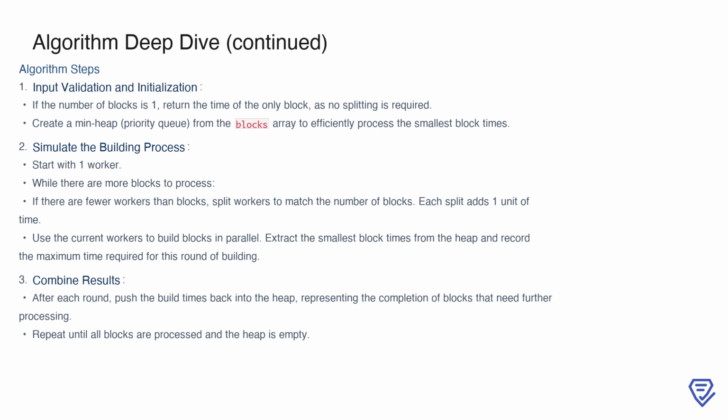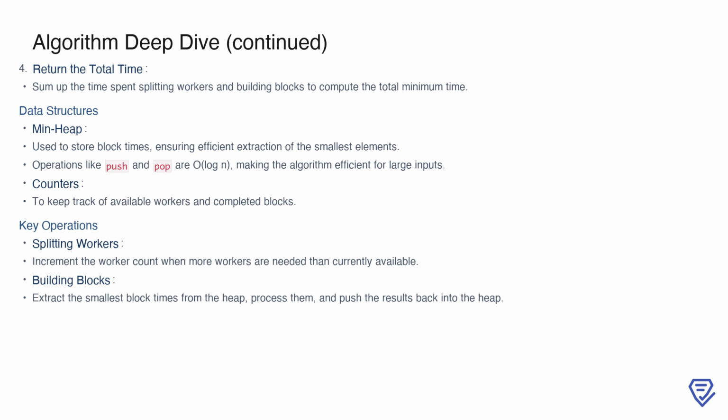Then, we use the available workers to build blocks in parallel, extracting the smallest block times from the heap and recording the maximum time taken in each round. After completing a round of building, the results are pushed back into the heap to represent partially completed blocks that still need further processing. This process is repeated until all blocks are fully built and the heap is empty. Once all blocks are processed, we compute the total minimum time by summing the time spent on splitting workers and the build times. To implement this efficiently, we rely on a few key data structures and operations.